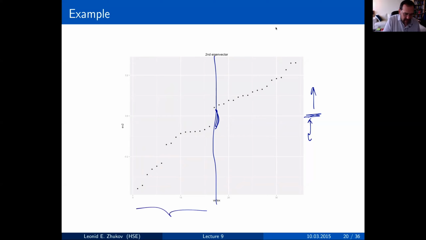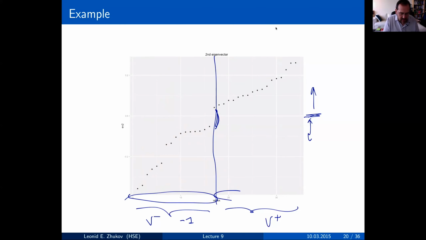Now, what happened is, because I permuted the nodes, I collected all the nodes that have values below zero on the left and above zero on the right. So this is one partition, the partition minus one, or V minus. This is partition V plus. So now these nodes are renumbered. These nodes belong to one partition, and these guys belong to another partition.